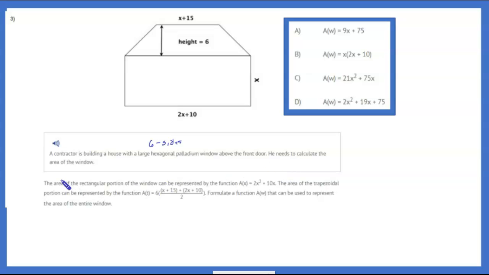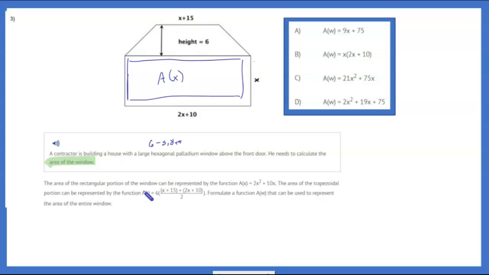He needs to calculate the area of the window. Okay, so we know that's what we're looking for. Area of the window. Cool. The area of the rectangular portion of the window can be represented by the function blah, blah, blah. Okay, so the rectangular portion, that looks like this bit up here. And that's represented by a of x, the area of the rectangular portion. And that's a function. We'll maybe figure out what that means in a minute. The area of the trapezoidal portion, that must be what's left up here, right? That makes sense. That is a trapezoid.